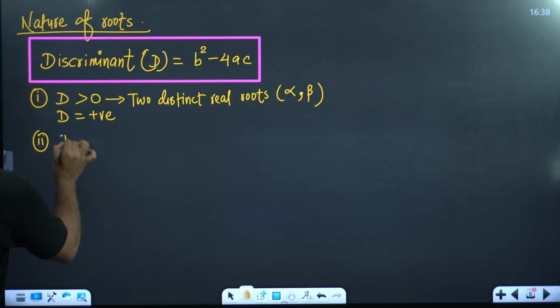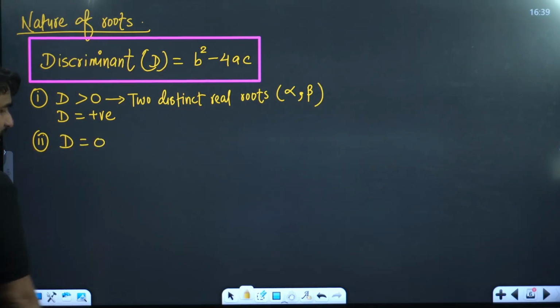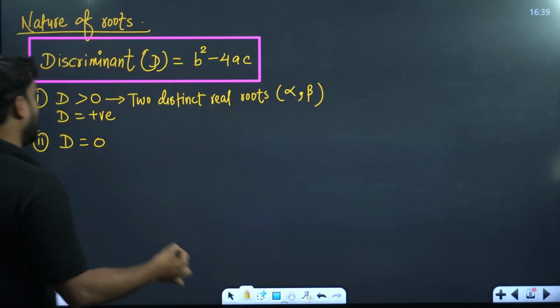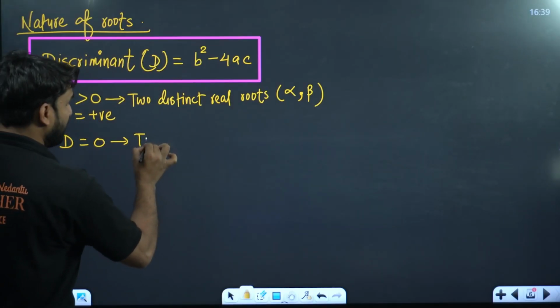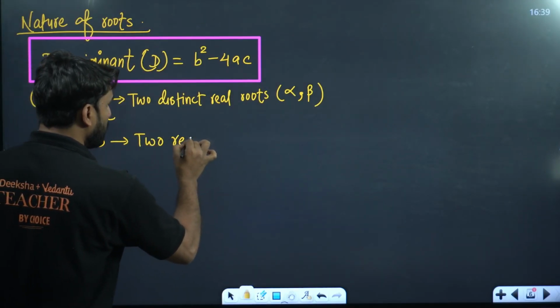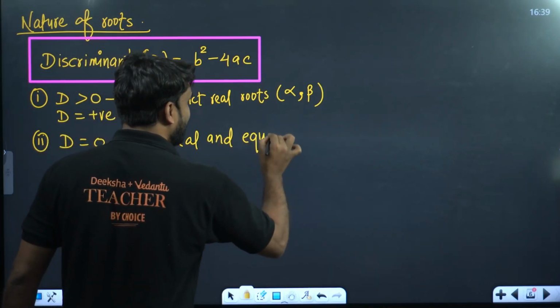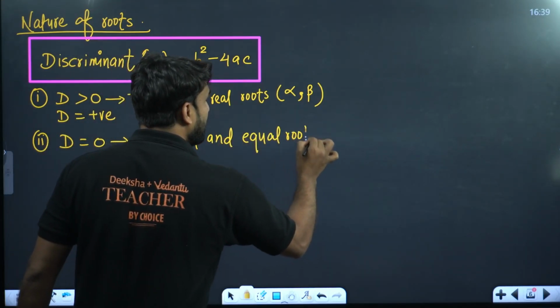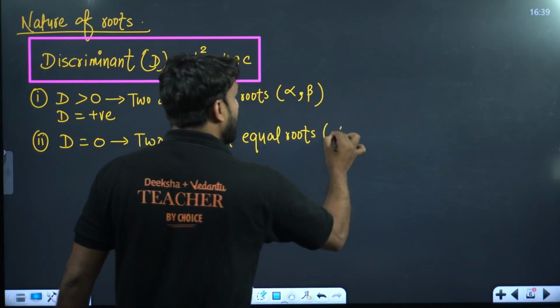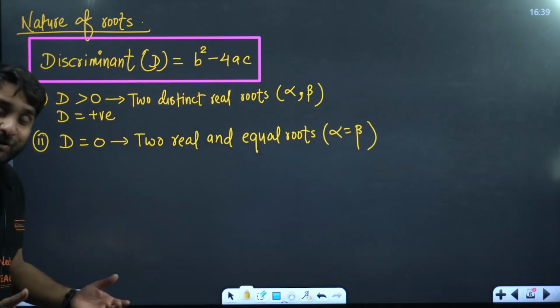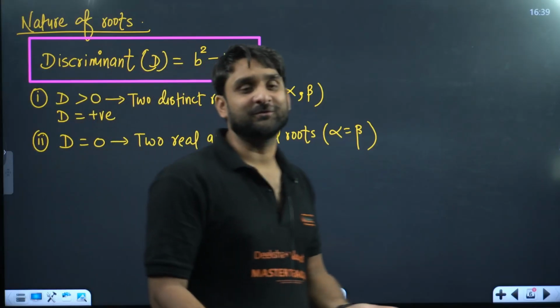Now, second situation. If D is equal to 0, there will be two real and equal roots. Wow. Two real and equal roots. I mean, alpha will be equal to beta. Both the values will be equal to each other. If alpha is 2, then beta will also be 2.